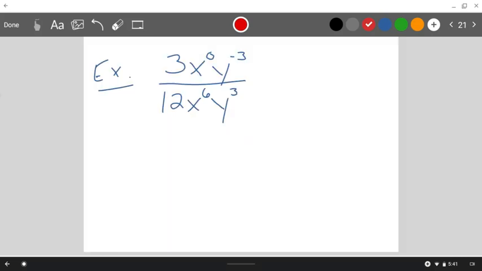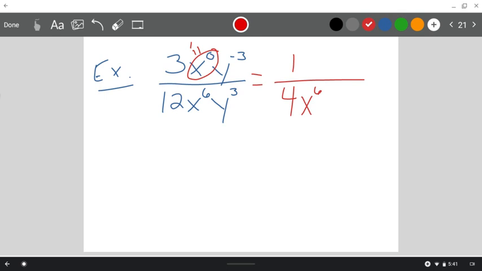Okay, I think this is the last one. 3 over 12, just normal numbers, reduce that down. 3 over 12 would reduce down to 1/4. X to the 0. Remember, anything to the 0 power equals 1. So if you want to do times 1 on the top, you can. You don't really need to. X to the 6th on the bottom, nothing else really goes with that.